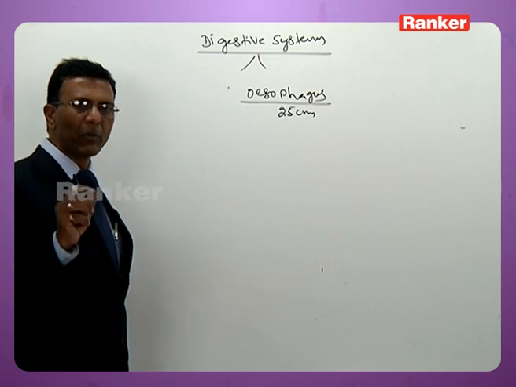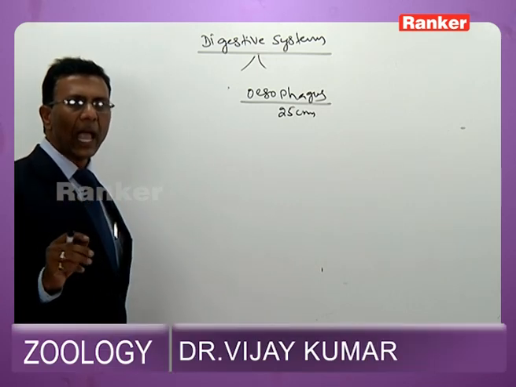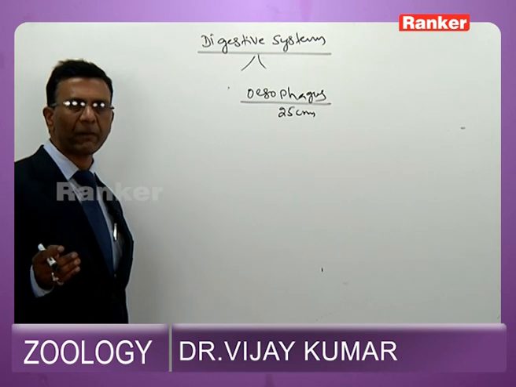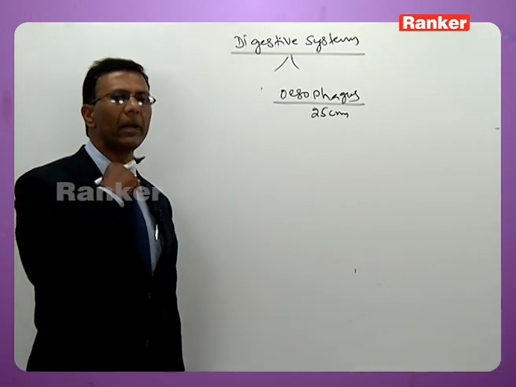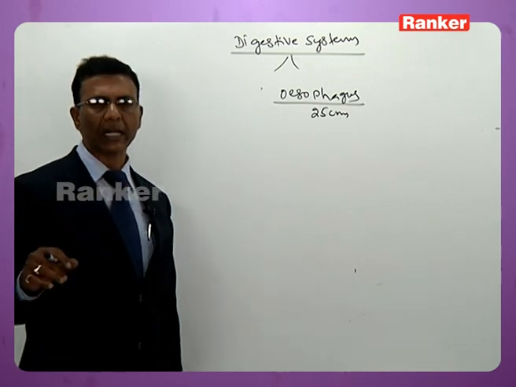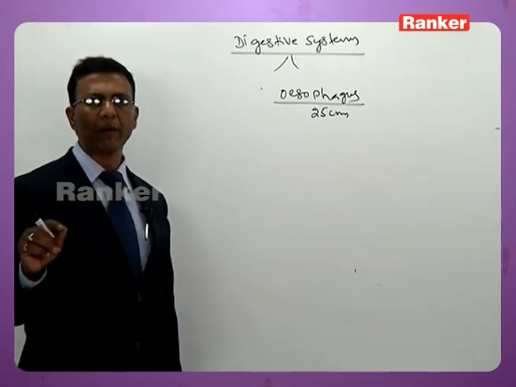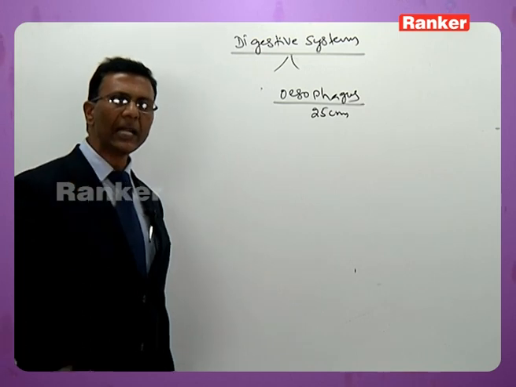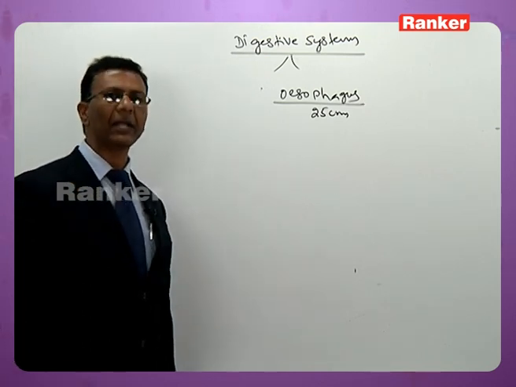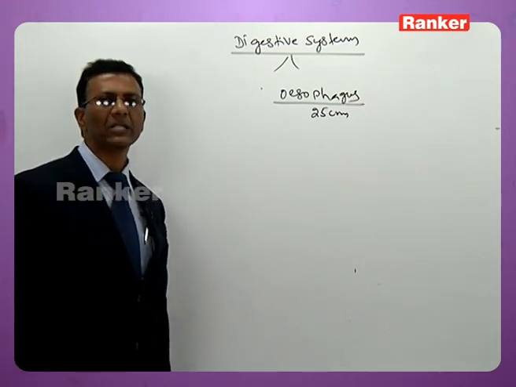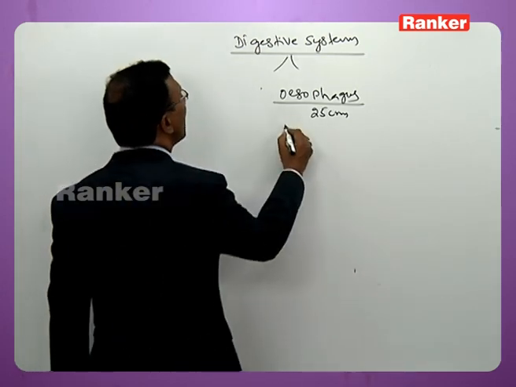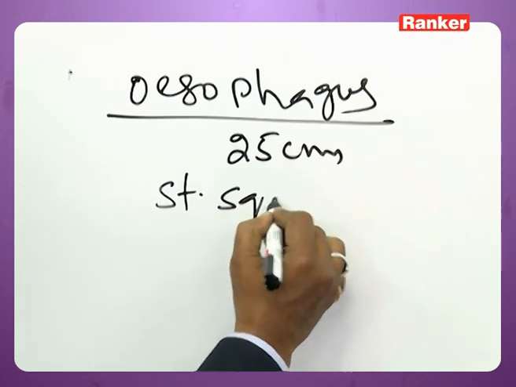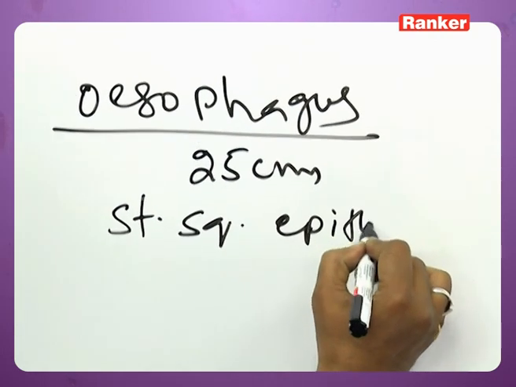And remember important points with regard to the NEET point of view. The anterior part of the esophagus is made up of striated muscles and the posterior part is made up of non-striated muscles. From the middle part of the esophagus till the rectum, the entire alimentary canal is made up of non-striated muscles. However, the anterior part, along with the buccal cavity and tongue, are made up of striated muscles. Remember this important point.